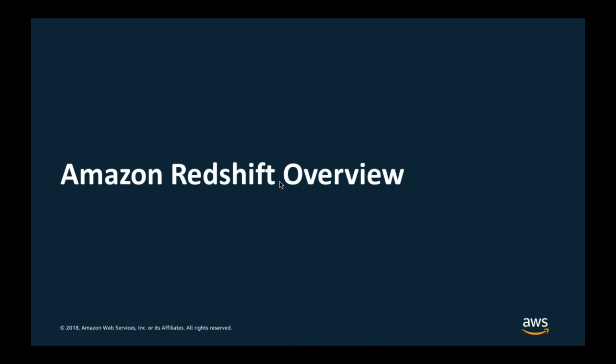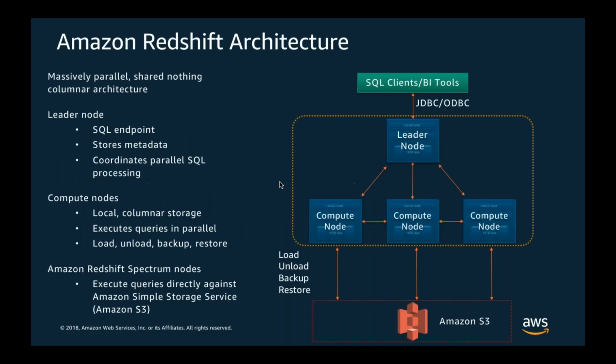Let's quickly understand at a high level what Amazon Redshift is, and then we'll start diving deep into those topics. For those of you who are already using Amazon Redshift, you would be well aware that it's a relational data warehouse built on MPP architecture, massively parallel processing architecture. It's a shared-nothing architecture where you have multiple nodes in the cluster, and you can utilize all the nodes for your processing requirements.